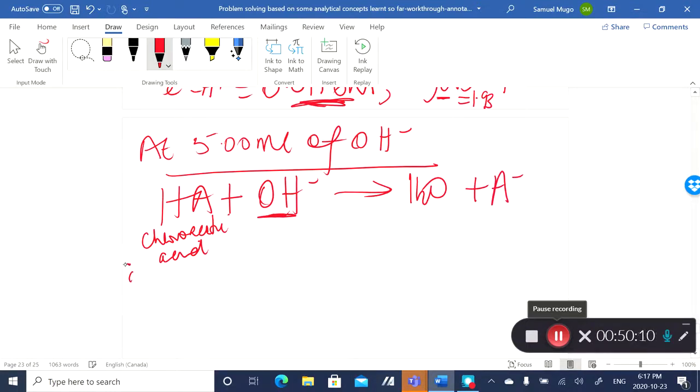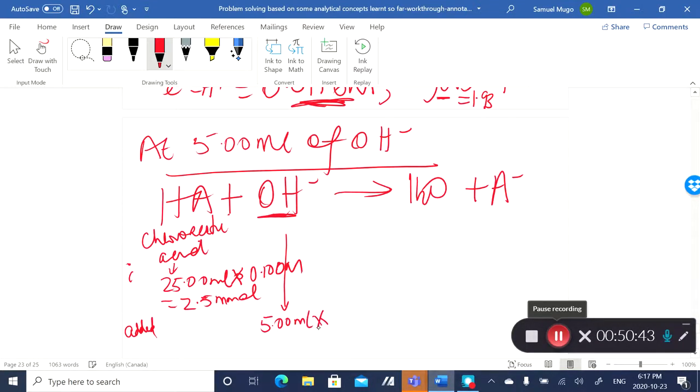And of course you can see initially what I had here was 25 ml of the sample times my concentration, which was 0.1, and so my number of moles was 2.5 millimoles. Now, how much have I added? Remember, I've added 5 ml of my titrant, and the concentration of the titrant is known. It has to be 0.5 millimoles.